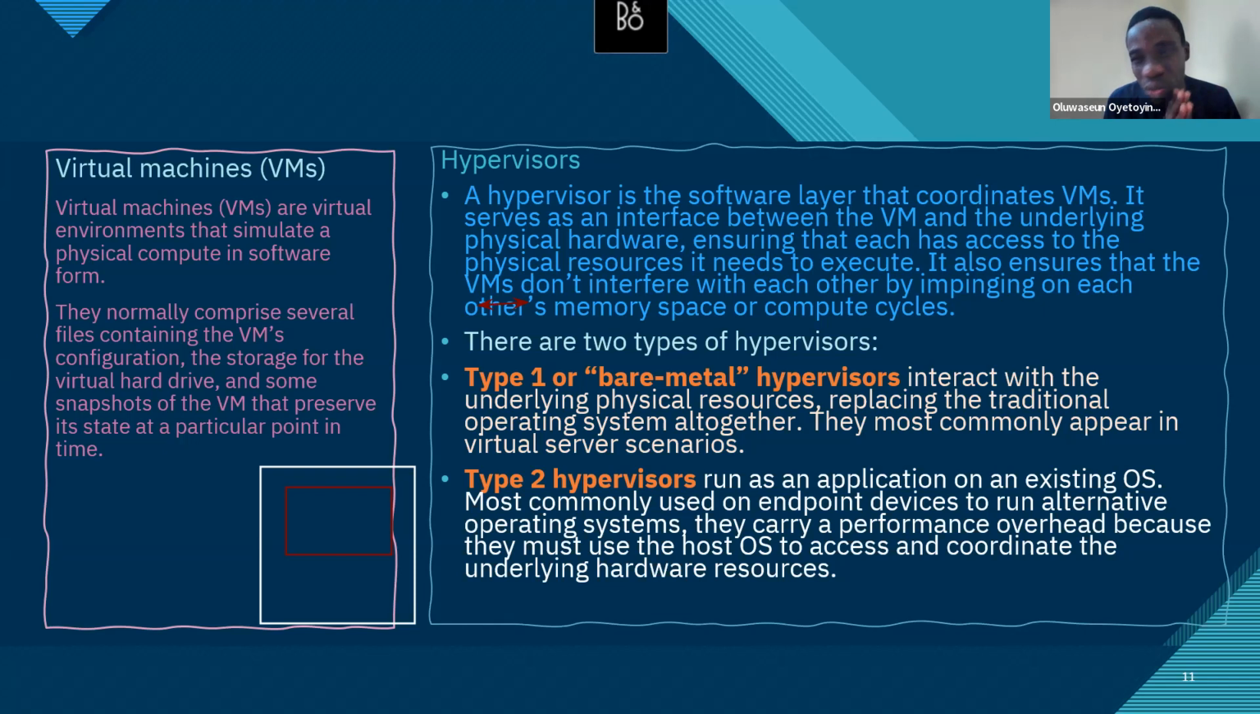Those ones are called type 1 hypervisors. I gave the instance of your Google Cloud and your Azure Cloud. They have hypervisors. There's no OS coming in between. The OS is now you. You run your OS on the hypervisors. Such kind of ones are called type 1 hypervisors.